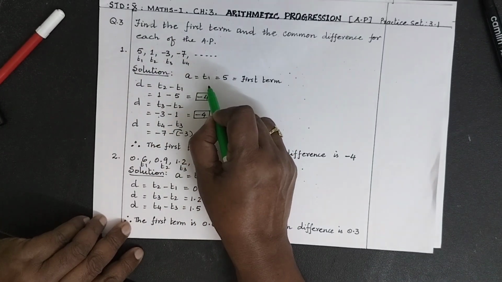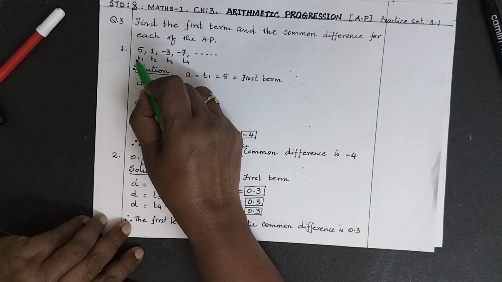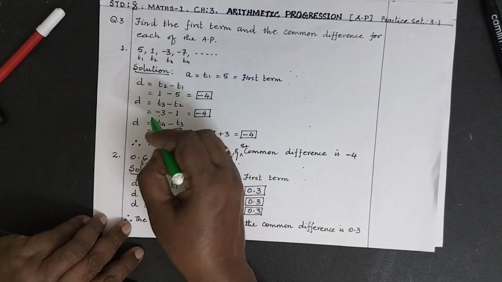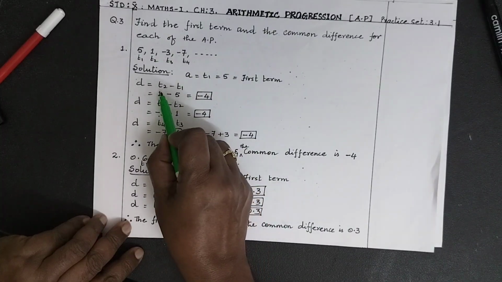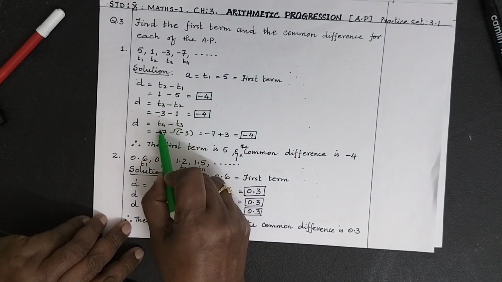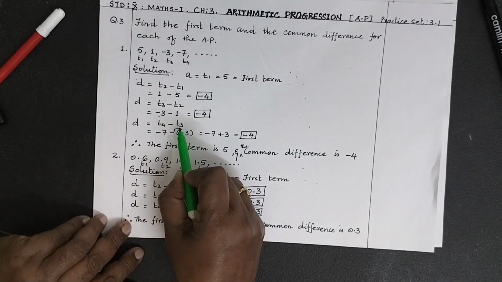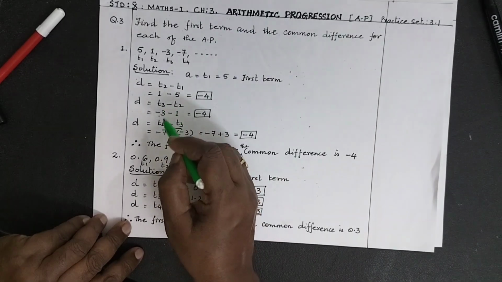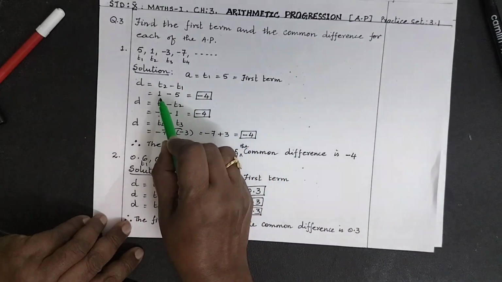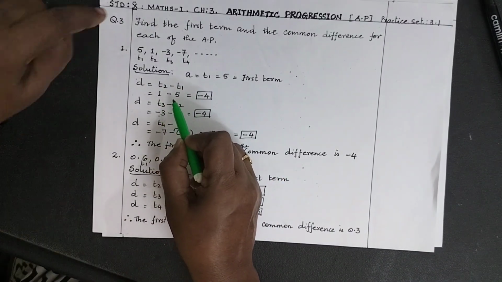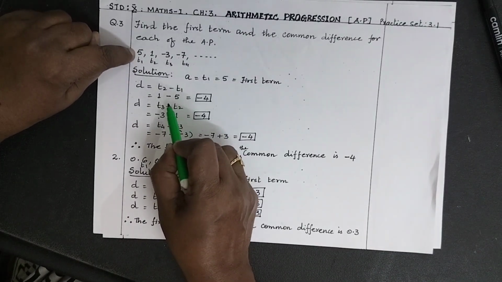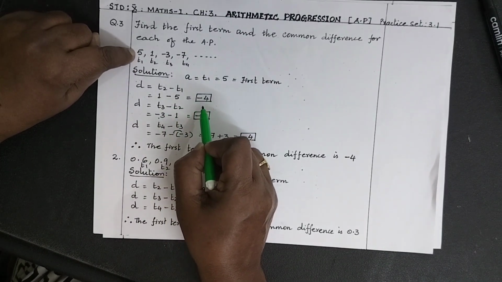So A is equal to T1. So which is equal to what? 5. So therefore the first term is 5. And common difference is what? Now you can write T2 minus T1 or T3 minus T2 or T4 minus T3. So we are finding all the three values. All the three values will be same. So first one is T2 minus T1. So T2 is what? 1 minus 5. So which is equal to minus 4.